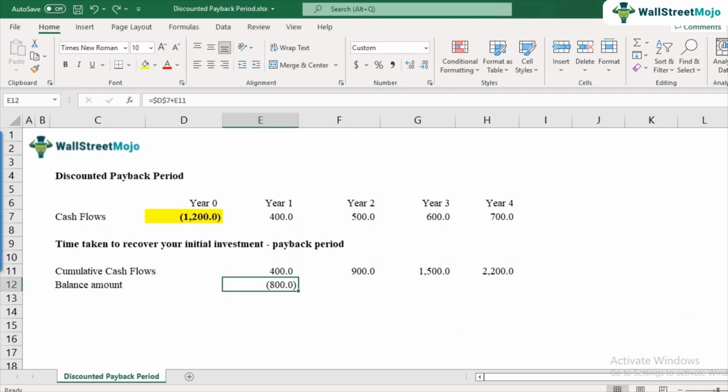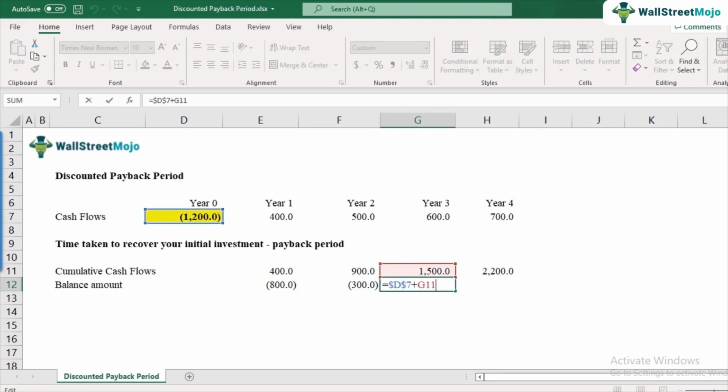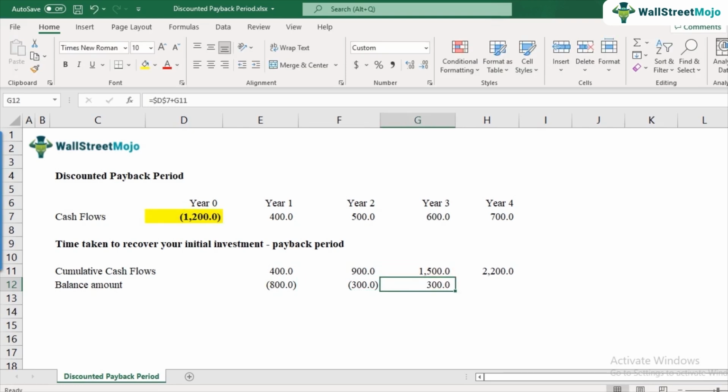Likewise, what is the balance after year 2? The balance is $300 yet to be recovered, because cumulatively we have recovered $900 by the end of year 2. $300 is still left. What about year 3? Now this goes into the positive, because we have recovered more than the initial investment. So that is where our break-even point actually lies.